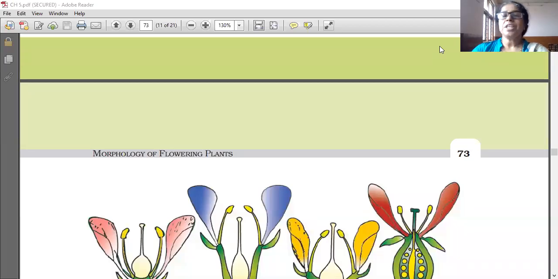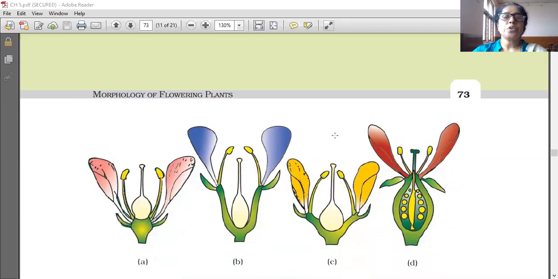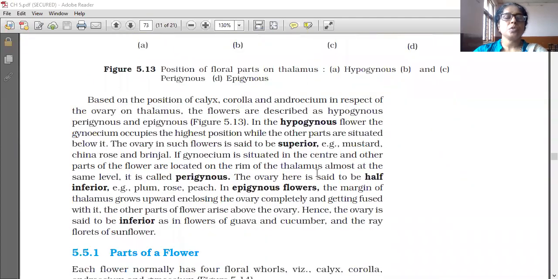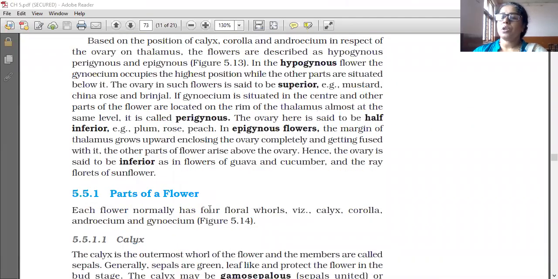Good morning to everybody. Welcome back to the continuation of the topic, parts of a flower. Now we are going to learn parts of a flower.